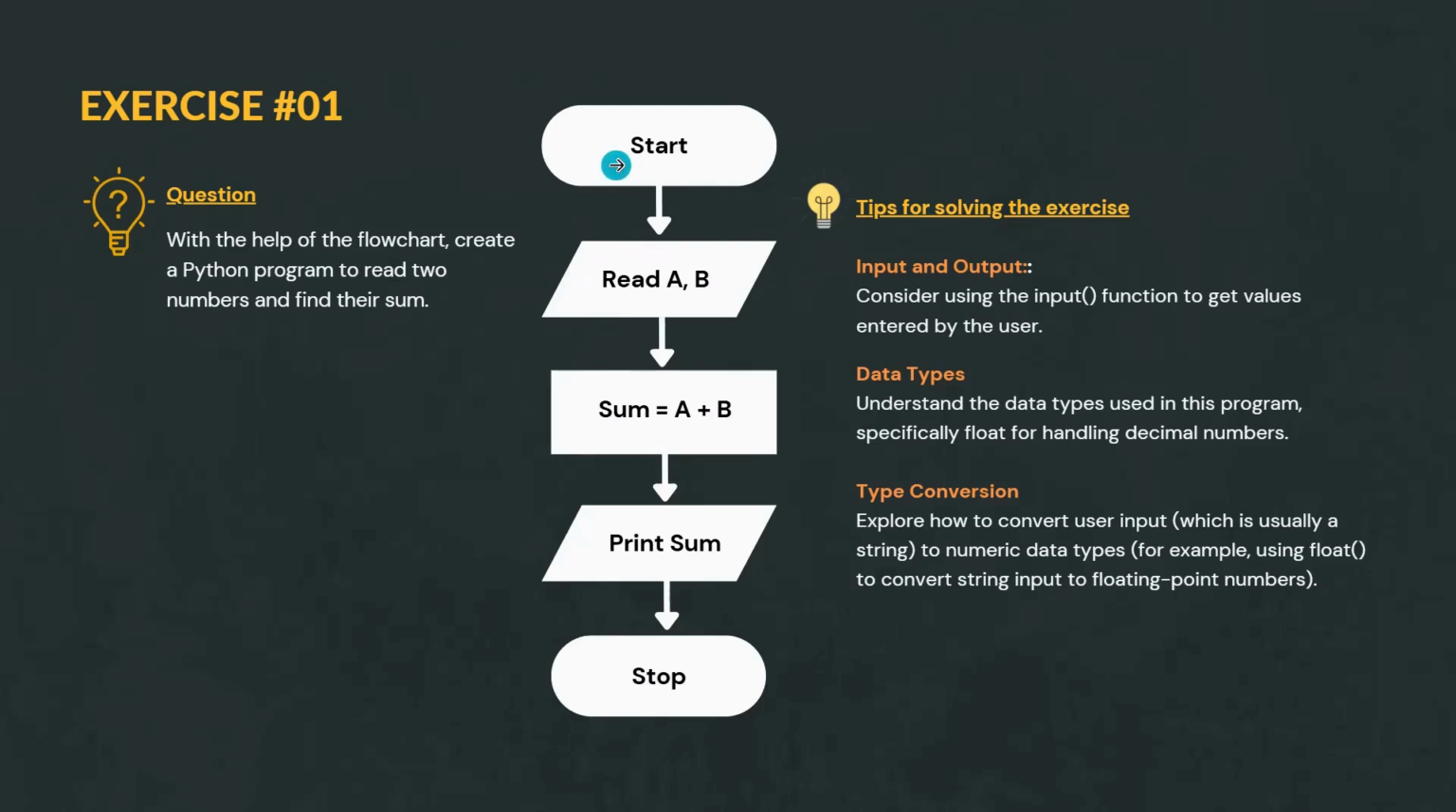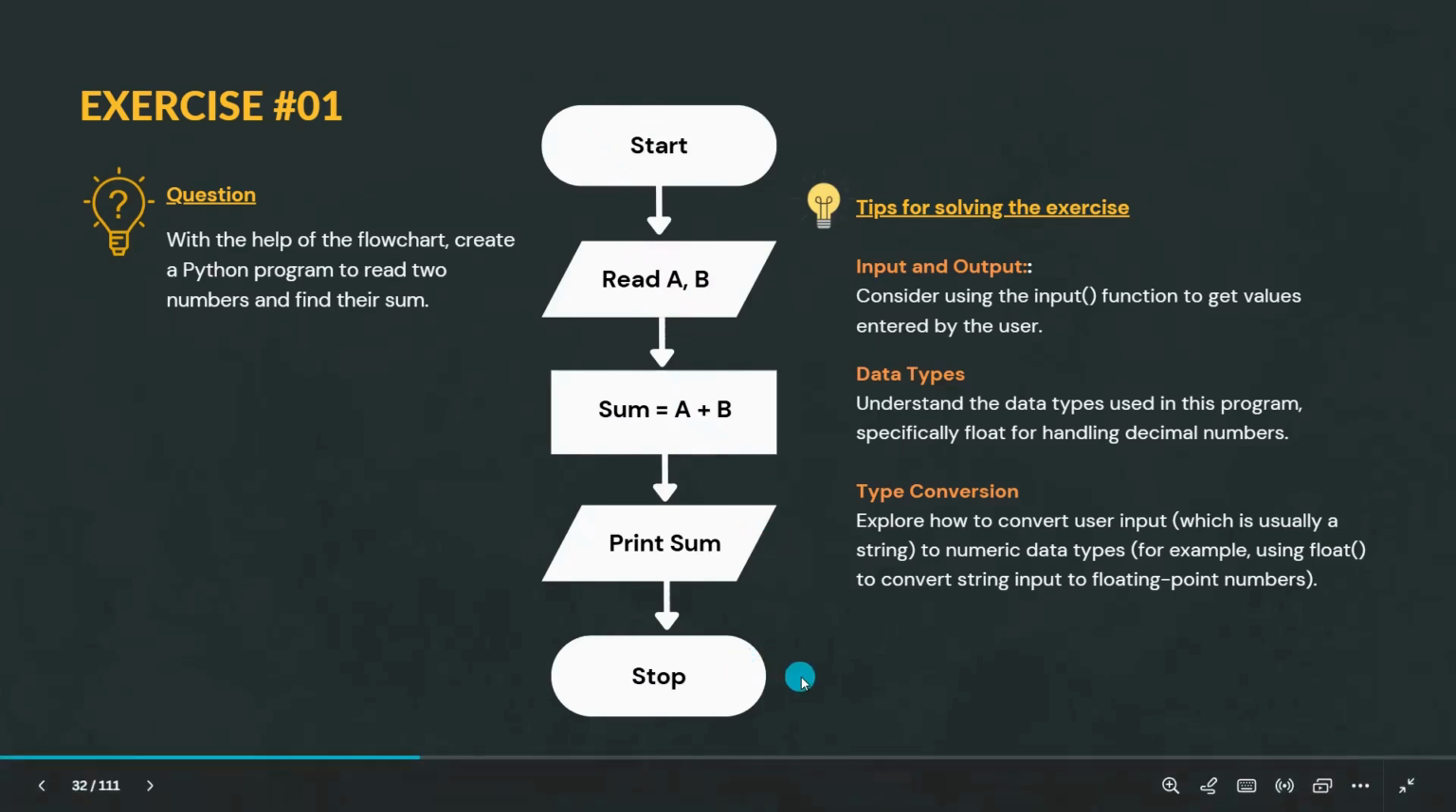All right, before we write any code, let's quickly look at what this program is supposed to do. According to the flow chart, we start the program and we need two values, A and B. Then we calculate the sum, which is sum equal to A plus B, and then we print the result and stop. That's it. So our goal is to take two numbers from the user, add them, and show the result. Now let's start with getting user input.